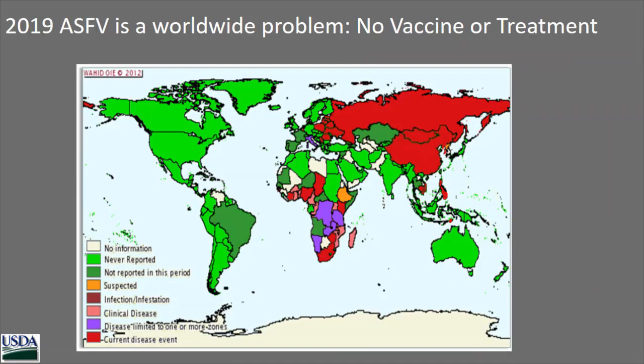So now we're in 2019, and the picture looks a lot different than 2005. ASF is definitely a worldwide problem. There's no vaccine, there's no treatment. It's rapidly spreading, and it's rapidly affecting the world's pig population. Some of the reports are that about half of the pigs are dead in China, and their production is about half of what it was last year, which creates a worldwide protein shortage problem.